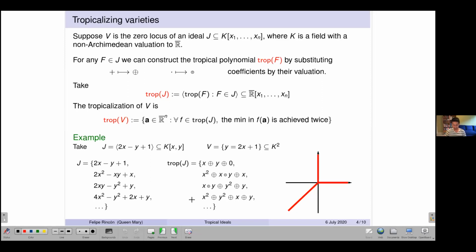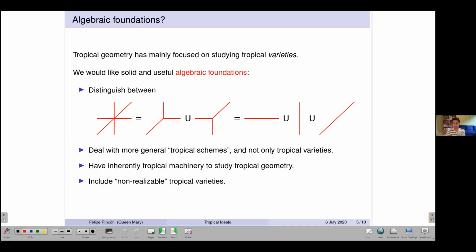I think this already shows what can happen when we think of these tropical ideals in the polynomials. Okay, let me continue. So the plan for this week is to tell you a bit about algebraic foundations for tropical geometry. Before we continue, is trop J the ideal of all tropical polynomials that vanish on the red thing?